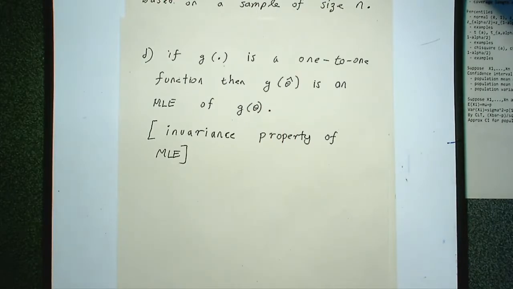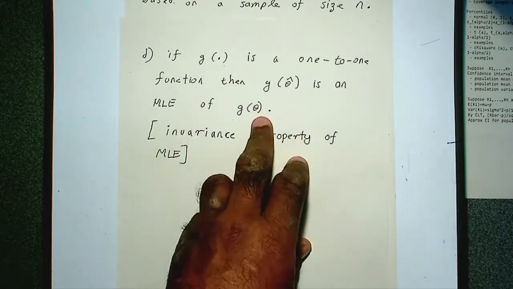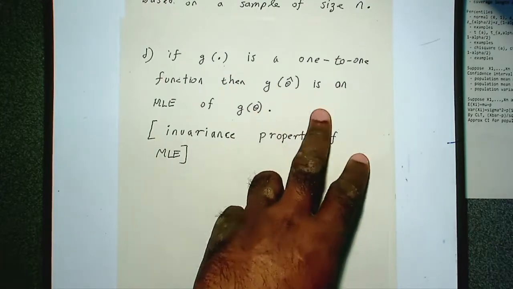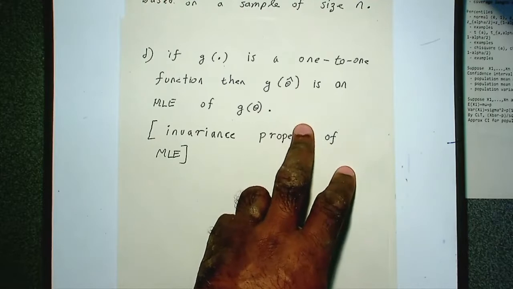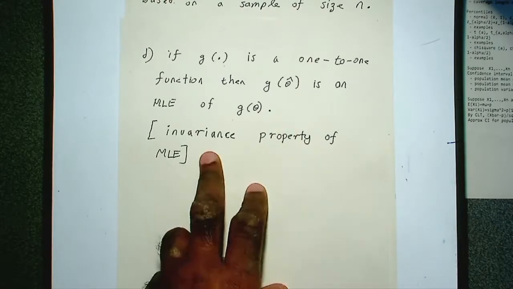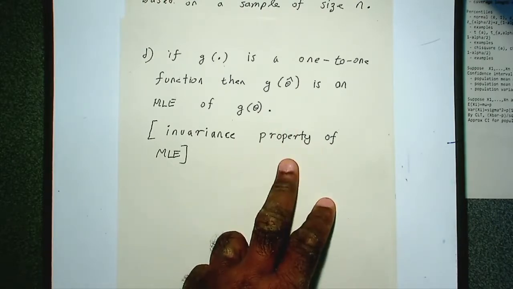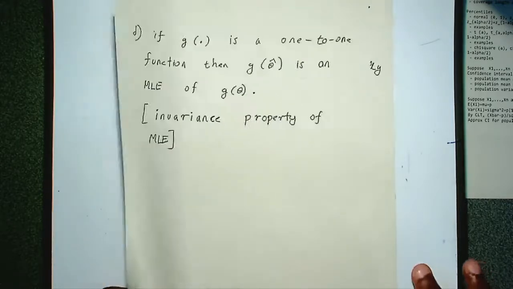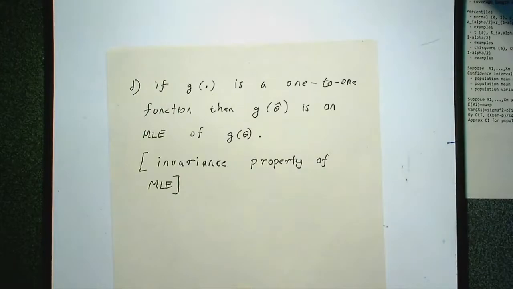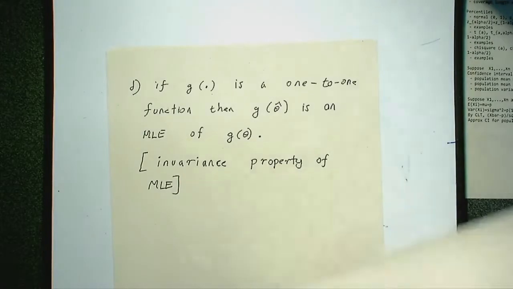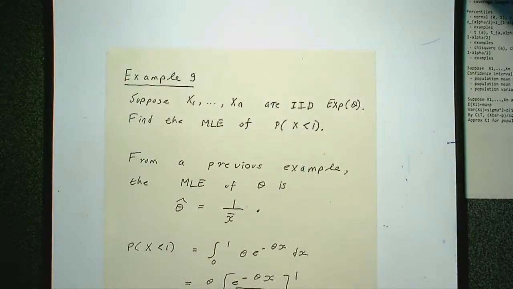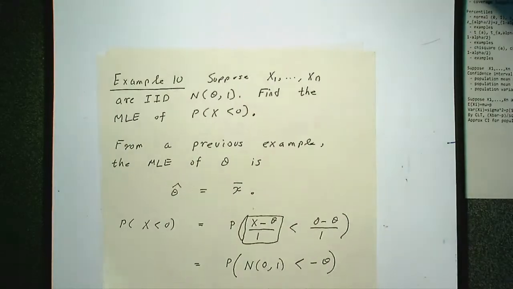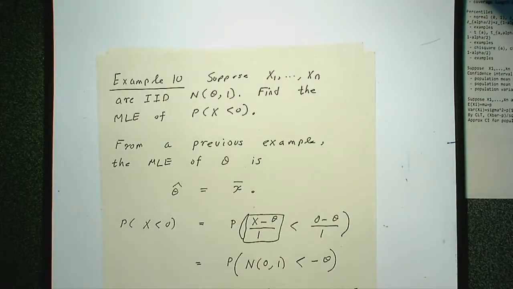That's what it basically means. So if g is a one-to-one function and theta hat is the MLE of theta, then g of theta hat is the MLE of g of theta. And this is known as the invariance property or invariance principle of MLE. So these are four properties I talked about on Tuesday. Then I did two examples. This is one example I did, example 9. This is example 10, okay?